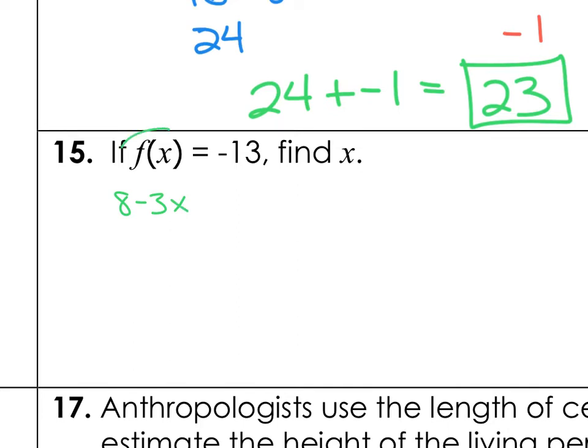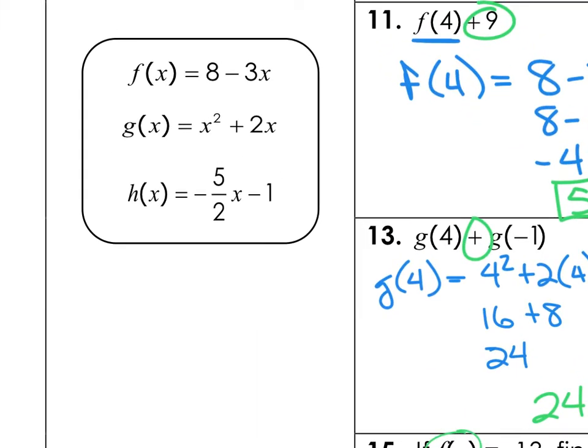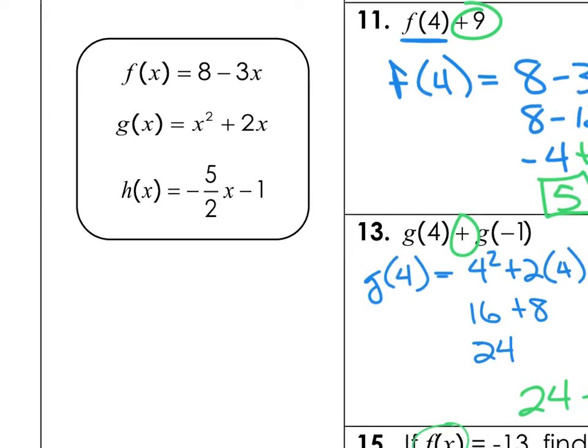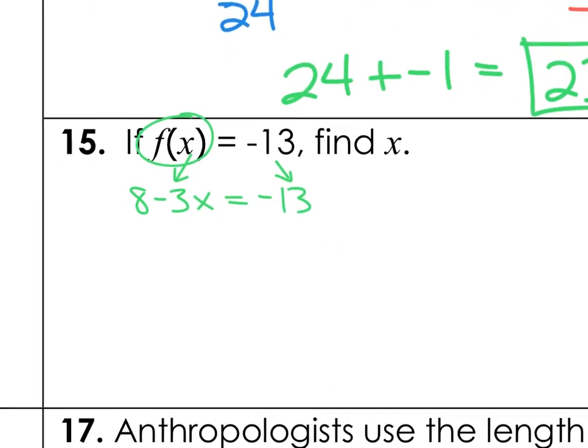Okay, so it's basically like I'm taking this and I'm going to plug this in. F of x is equal to that. So that's equal to negative 13 is what this tells me. Okay, so there's where I'm getting both of those numbers right there. Okay, f of x up in this bubble tells us that f of x is equal to 8, or I'm sorry, 8 minus 3x. So I'm just substituting in.